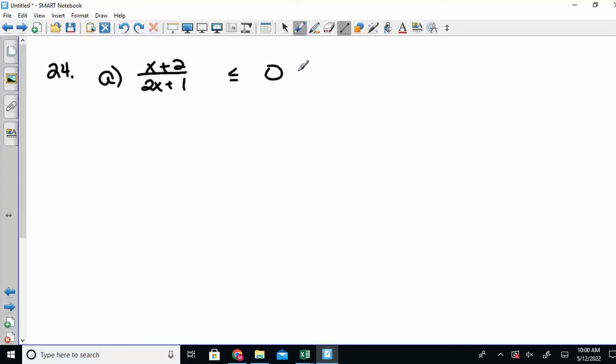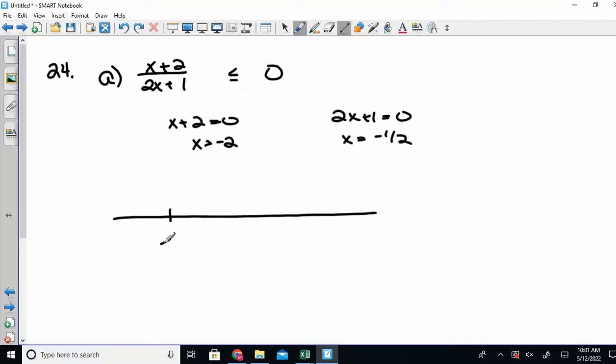So fraction on one side, 0 on the other. Then we had to set the top and the bottom equal to 0. So we get x to be -2 and -1/2. And then we made this little sign line.